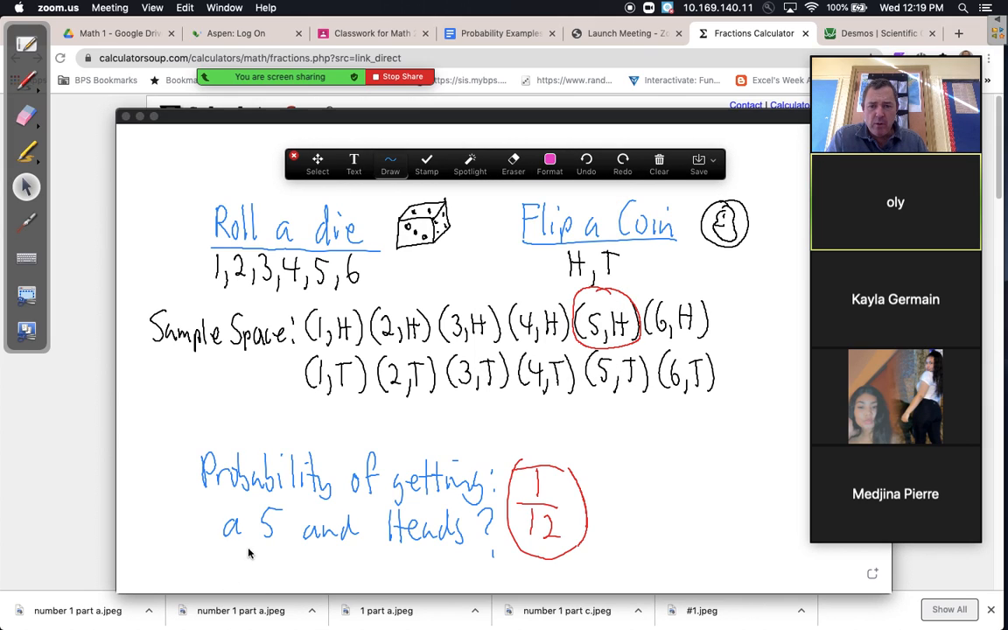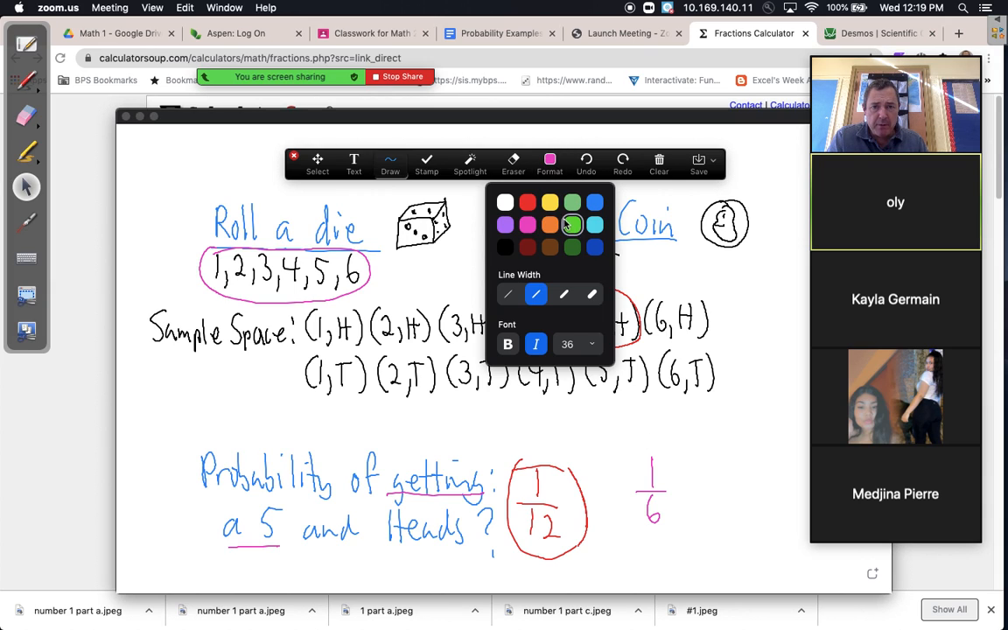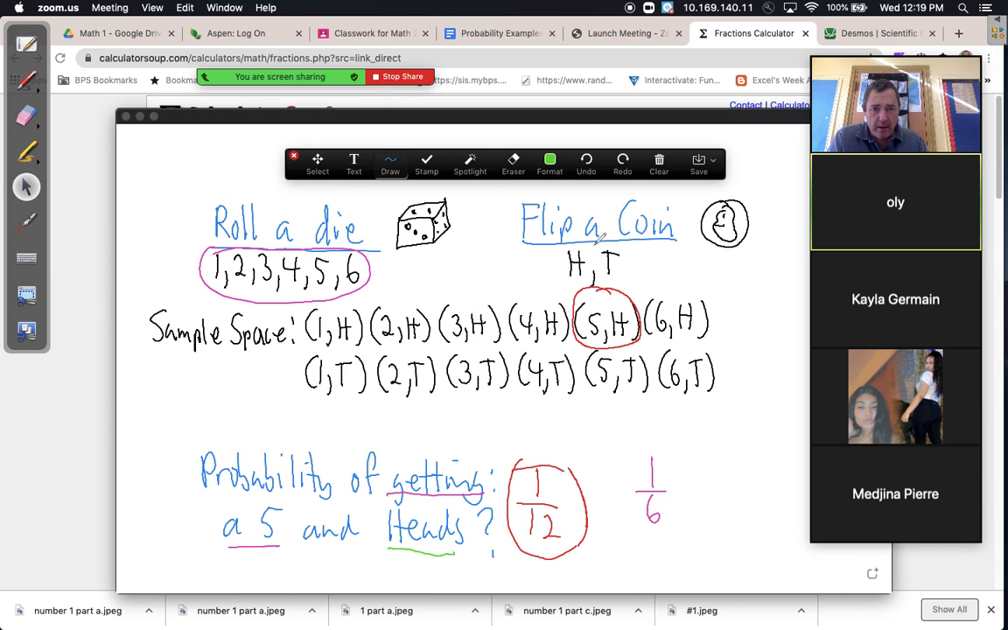If I want to know if I roll a dice, what's the probability of getting a 5? Well, there's 6 things that can happen when I roll a die, and a 5 is 1 out of those 6 things. All right? Now, what's the probability that I get heads when I flip a coin? Well, there's 2 possible things that I can get when I flip a coin, and heads is 1 of those 2 things. Well, if I multiply these 2 fractions, I'm going to get the correct answer. 1 times 1 on top gives me 1, and on the bottom, 6 times 2 gives me 12.